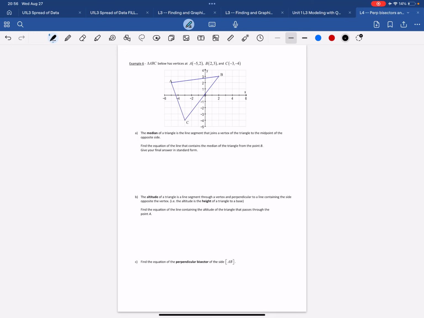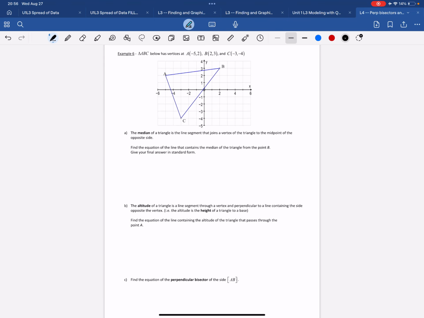Okay guys, here we are looking at example 6. We're going to define a triangle by 3 vertices. We have it drawn for us. A is here, B is in quadrant 1, and C is in quadrant 3. Now you have a definition of median, right?